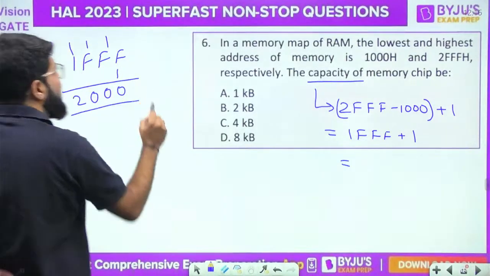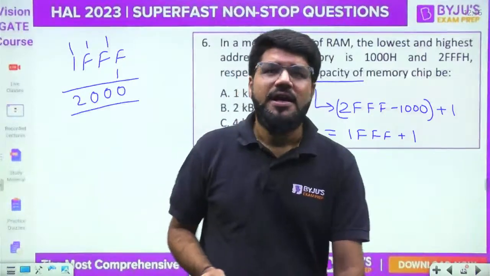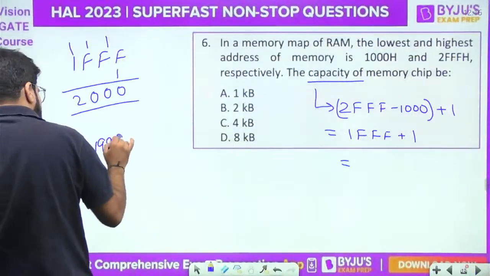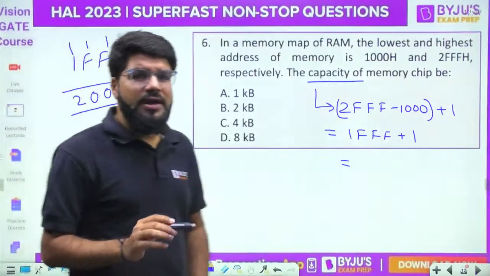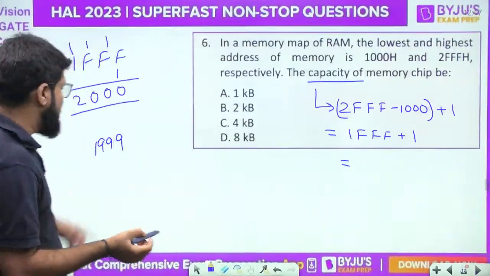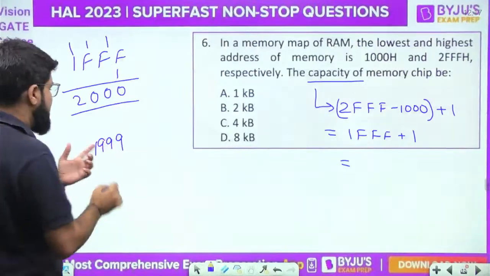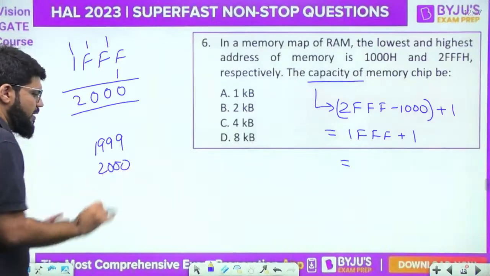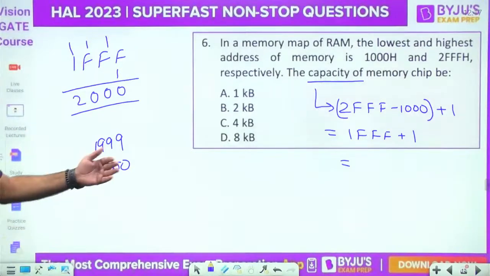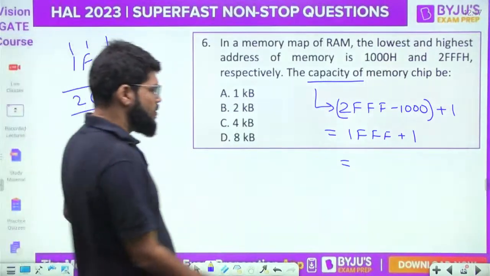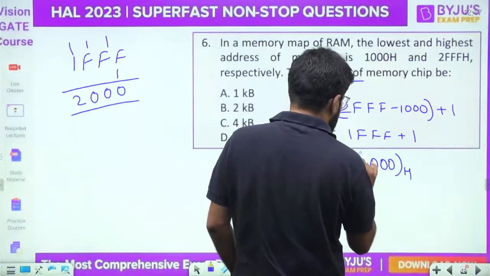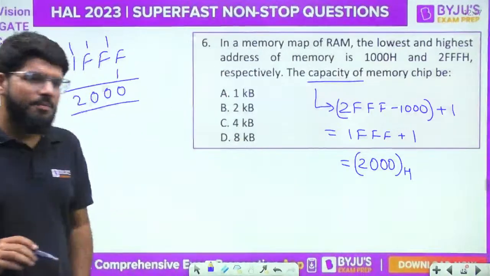1 plus 1 is 2. You should always remember, if it was the decimal number system and you write down 1999, what is going to be the next number? Because in decimal the highest digit is 9. So at 1999, the next number will be 2000. Same is the case here. If you're at 1FFF, next will be 2000, but that is hexadecimal 2000.